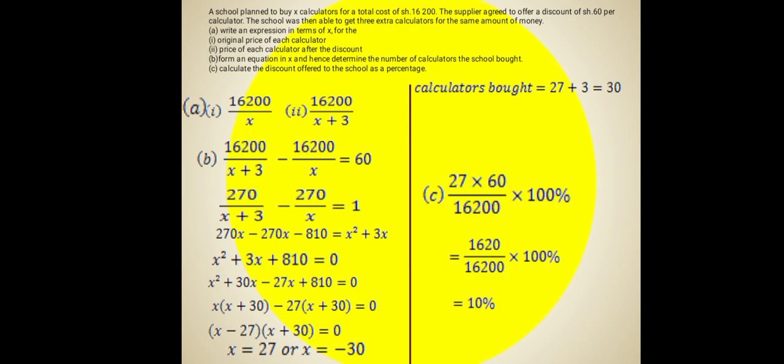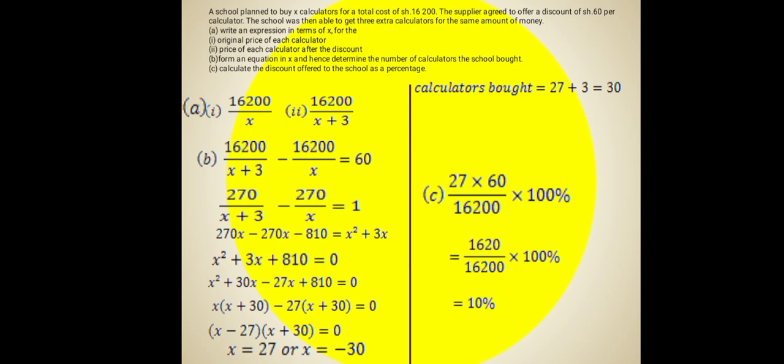Part B, we have been told, form an equation in x and then determine the number of calculators the school bought. Now the equation will be, if you subtract the price of the calculators actually bought minus the original price before a discount, we should get 60 shillings.